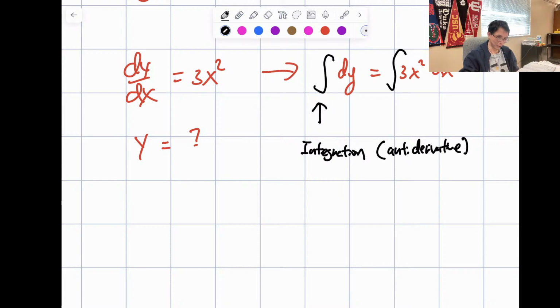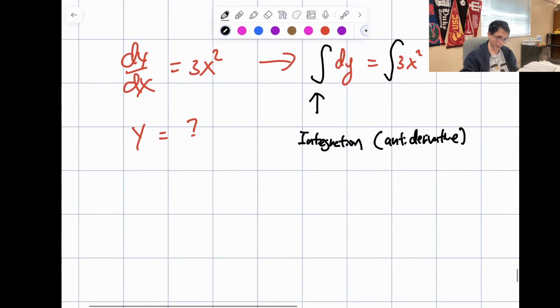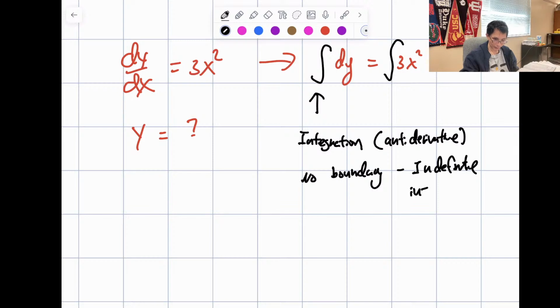And I also think about this one since there's no boundary. Since there is no boundary, there's another name, it's called indefinite integral. So there are the names integration, antiderivative, or indefinite integral, meaning there's no boundary. We're going to talk about boundaries later.